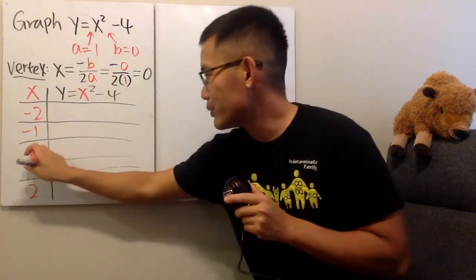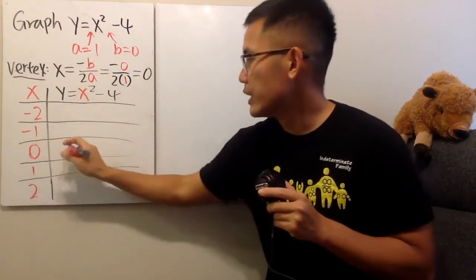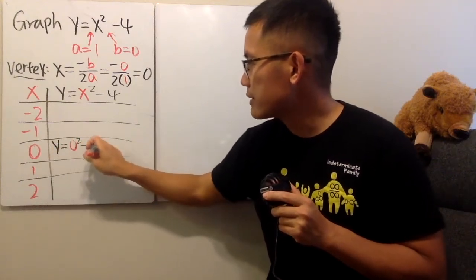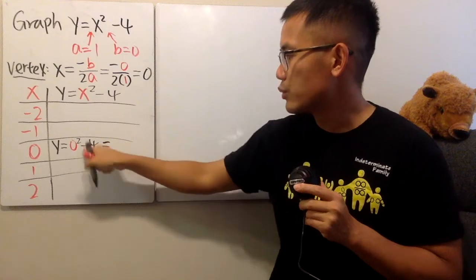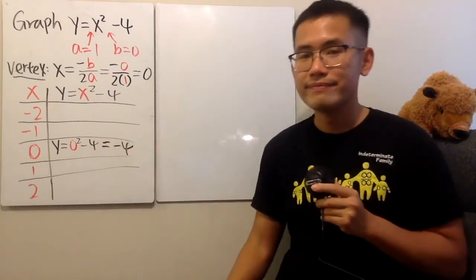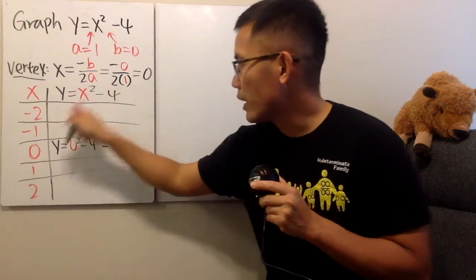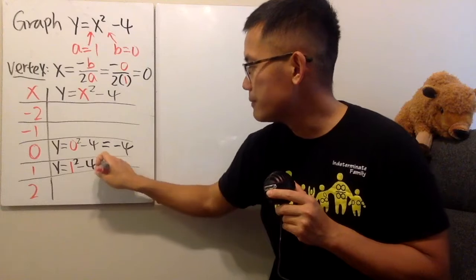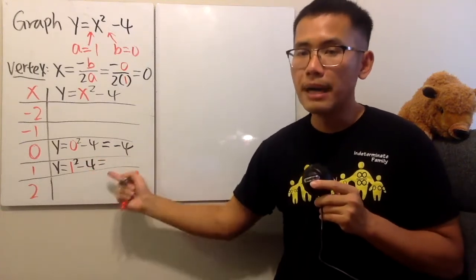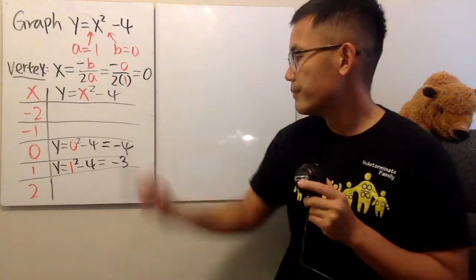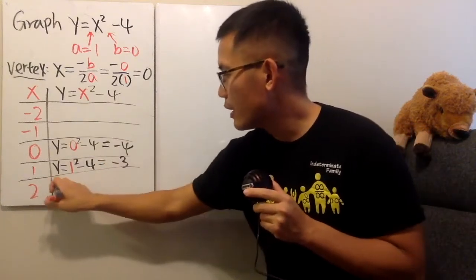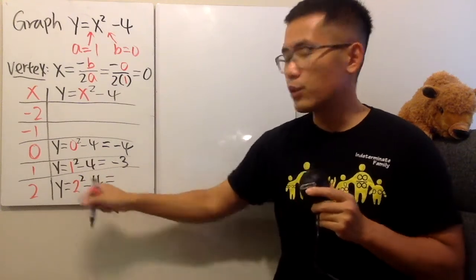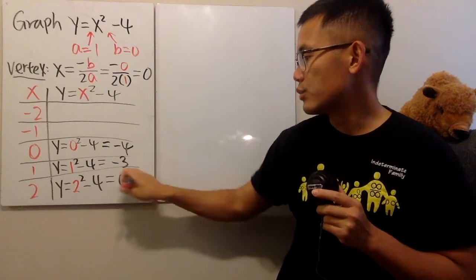And now this is what we have to do. Put 0 into this x, so we get y is equal to 0 squared minus 4, and work that out. 0 squared minus 4, we get negative 4 for that. And next, I'm just going to plug in 1 here, so we get y equals 1 squared minus 4. 1 squared is 1, minus 4 is going to be negative 3. And then lastly, we have the 2 right here, y equals 2 squared minus 4. 2 squared is 4, minus 4, we get 0.